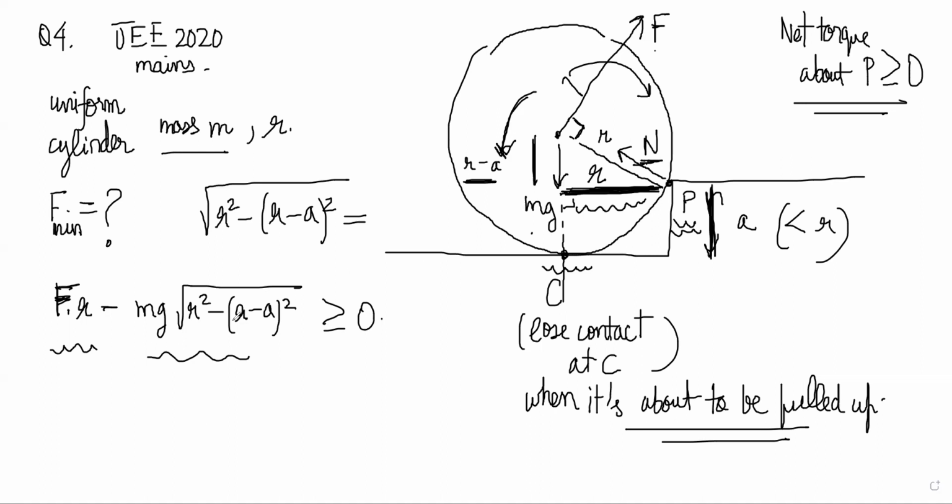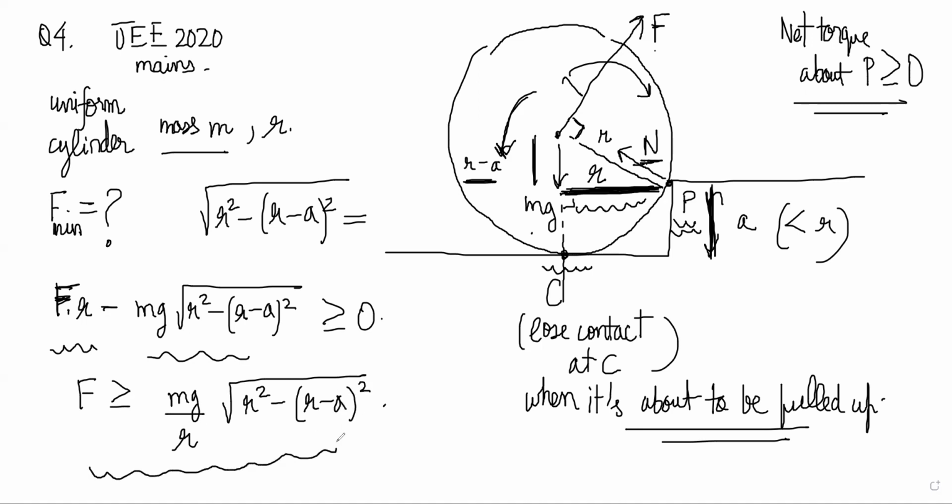So my condition basically becomes F is greater than or equal to mg by R times root over R square minus (R minus a) whole square. That becomes my final condition for toppling here. Or this can be rather called rolling over a step. So that was this particular problem. And more or less we have covered the idea of sliding and toppling. Hopefully you have understood what happens in toppling.